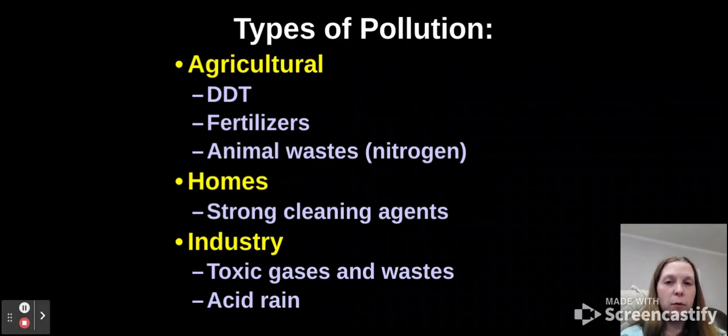There are different types of pollution. So agriculture, you've got DDT, fertilizers, and animal wastes, which to some extent, some of these can be helpful, but they also can be harmful when used in max amounts. For homes, we've got really strong cleaning agents, and then industry, toxic gases and wastes, as well as acid rain, based on the smoke and stuff that gets back in the environment.